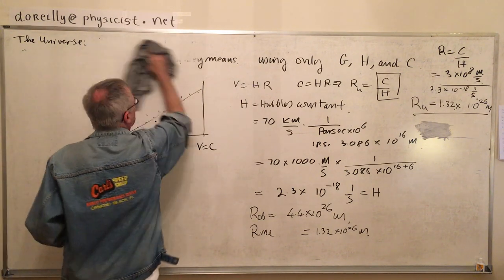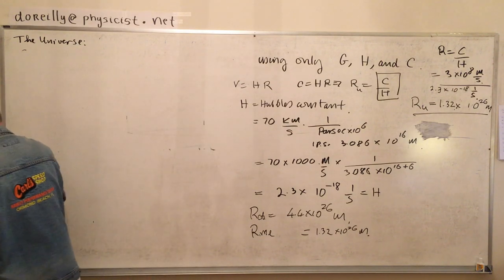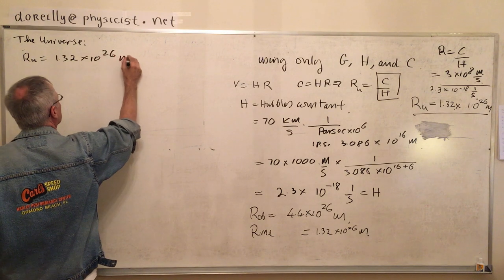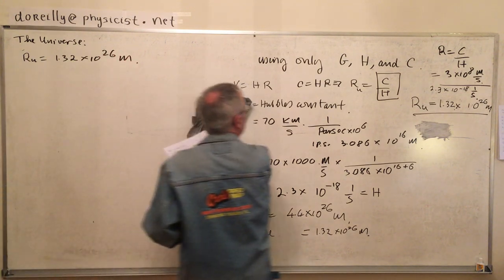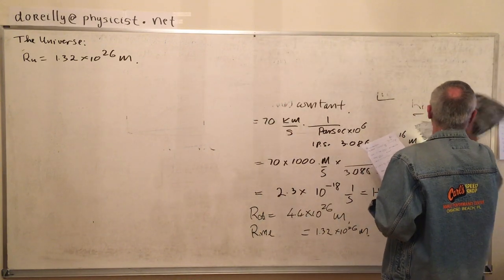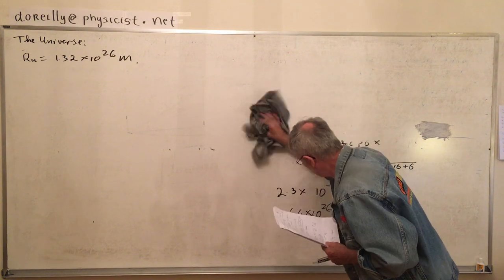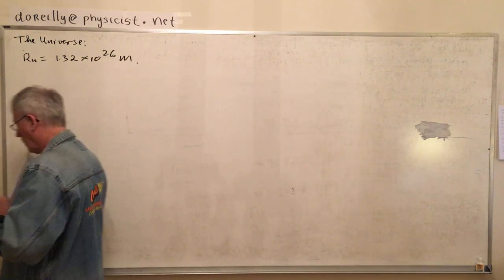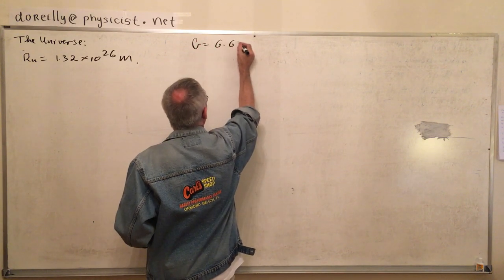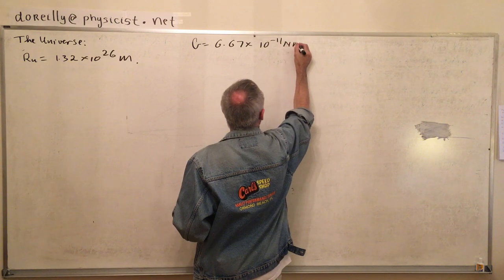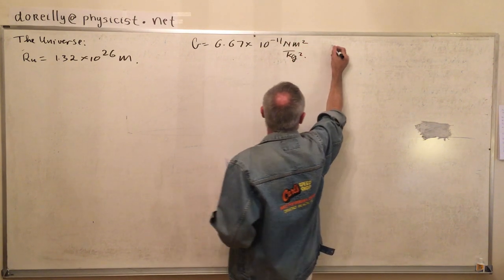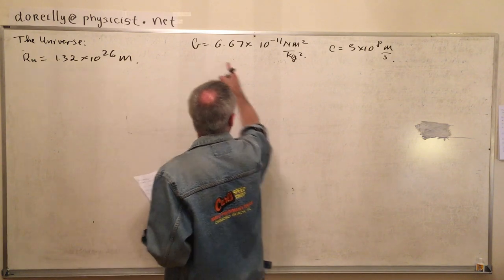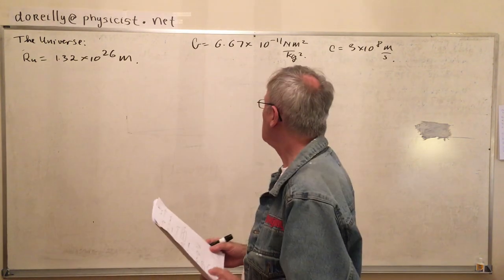I don't need this. So that's all we need. We write down the other numbers that we need. We need G. So we need R, G, and C. Okay, and we've had H. H, I forgot, I wrote it down somewhere.